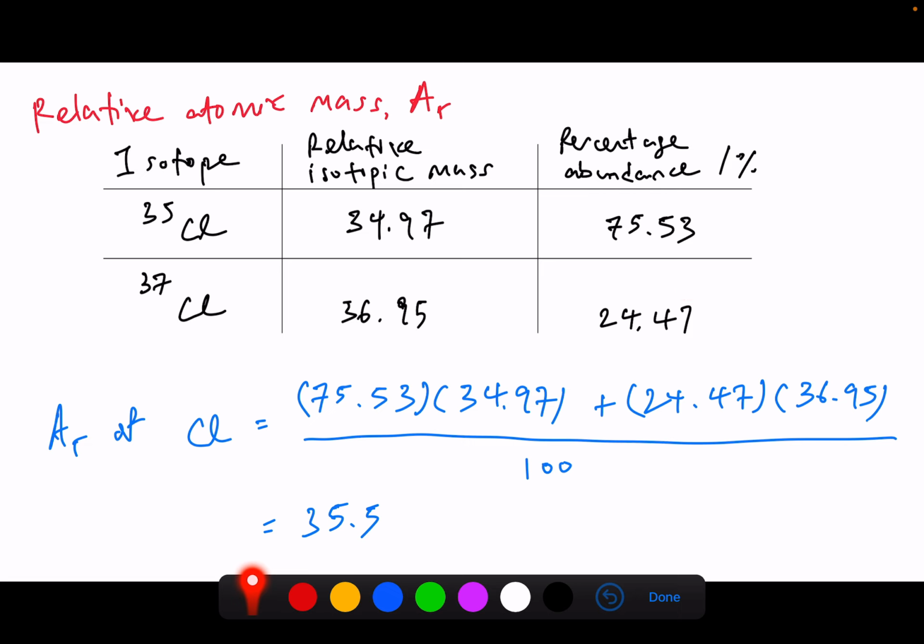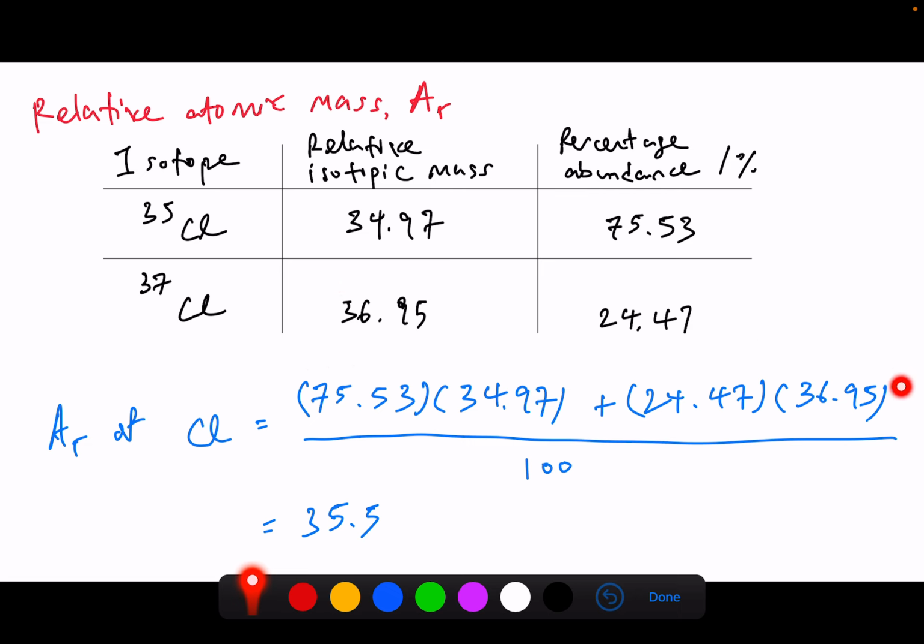Essentially, if we want to find the relative atomic mass, which is the weighted average, consider a sample of 100 chlorine atoms. You have 75.53 of them being chlorine 35 and 24.47 of them being chlorine 37. So we take 75.53 times the relative isotopic mass of 34.97, plus 24.47 of the atoms times 36.95.